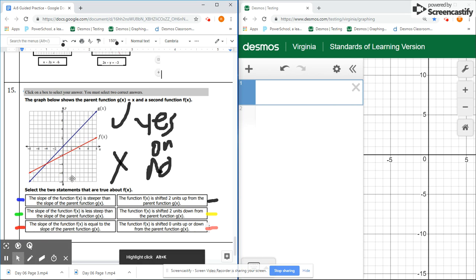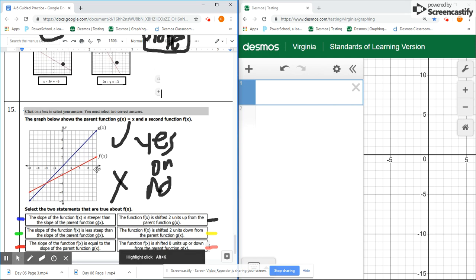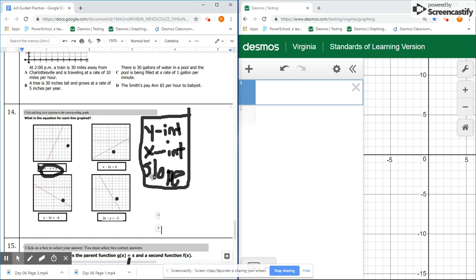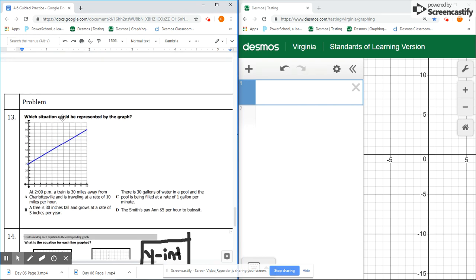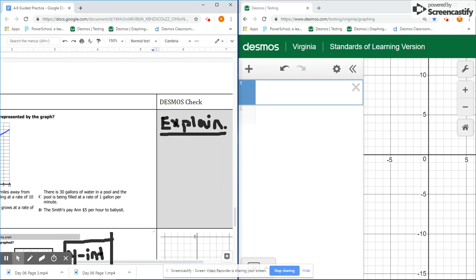Okay, if you haven't yet, go ahead and finish circling yes or no for 15. Find your y-intercepts, your x-intercepts, and your slope for 14. And then read each choice carefully, and then give me an explanation here for 13.